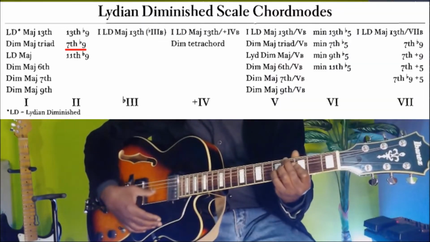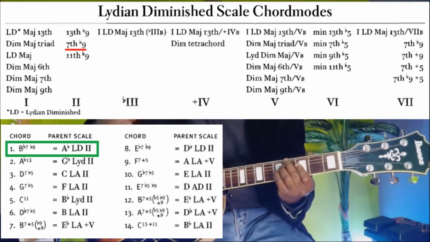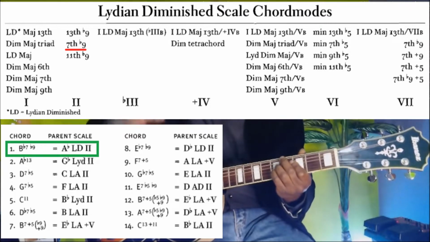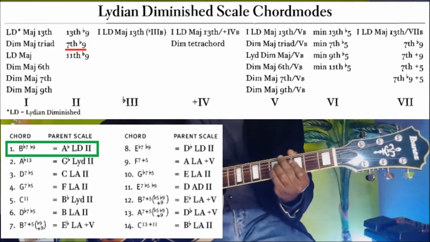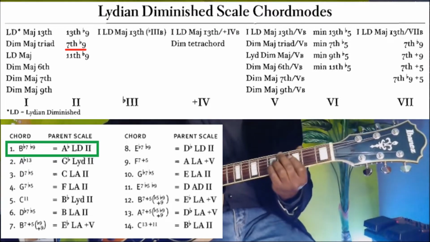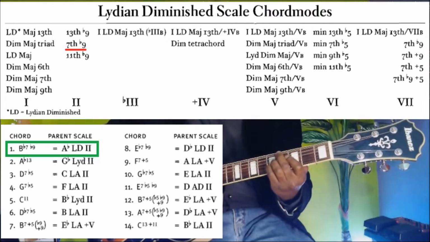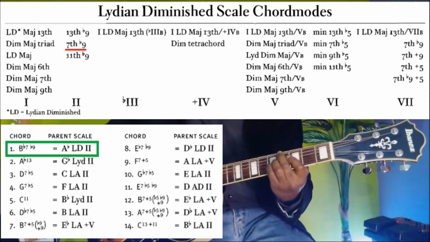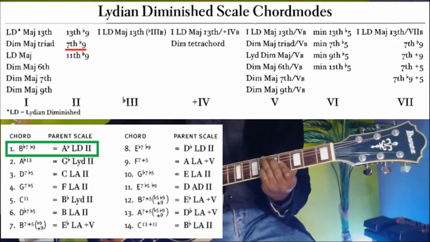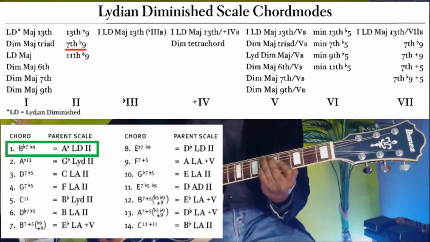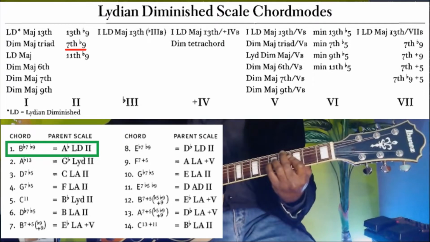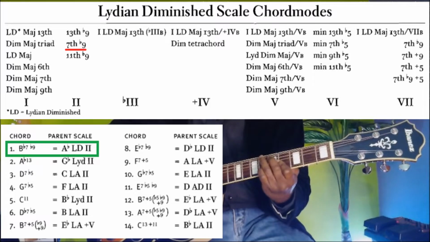So you need to find the exact parent scale. To calculate it, you have to look at the chart at the beginning. If you look at the two chords, you will see that the first one with the B flat 7 flat 9 is A flat Lydian diminished. Right? So A flat Lydian diminished, and you have the B flat 7 flat 9. See, that is the two chord. One chord, two chord, right?